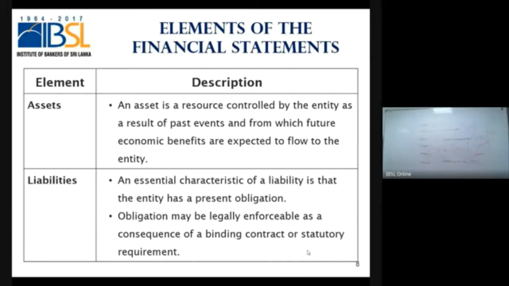So what do they say as assets? An asset is a resource controlled by the entity as a result of past events and from which future economic benefits are expected to flow to the entity. This definition looks a little bit complex, or maybe you might not get it very clear, but this is the theoretical definition. Whether you like it or not, you need to know this. But let me put this in simple form.